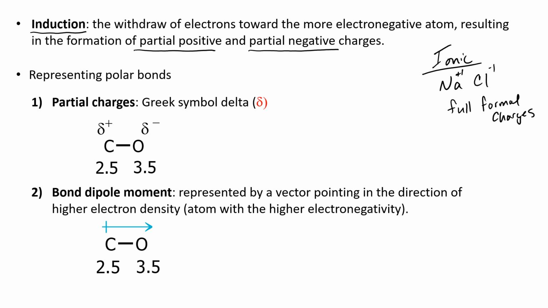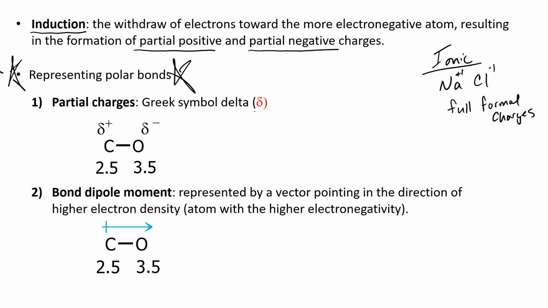They're not partial. A whole electron is transferred. But when we have atoms sharing electrons and they're not transferred, we just have a pull towards one of the atoms more so than the other, we use partial charges. So partial charges we're going to use to represent polar covalent bonds. Very important.